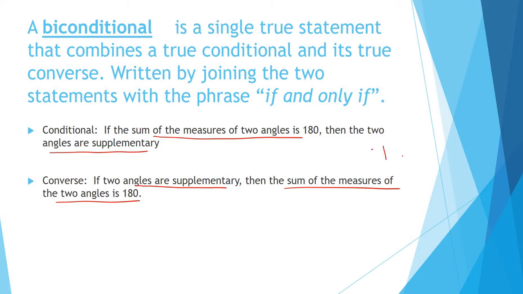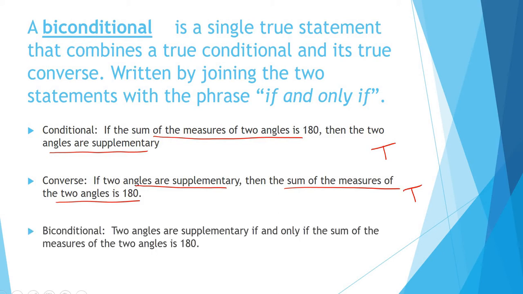Now the thing is that both of these statements are true. If the sum of the measures of two angles is 180, then the two angles are supplementary. The converse, if two angles are supplementary, then the sum of the measures of the two angles is 180. This is true both ways. Both the conditional and its converse are true. Therefore, I can write it as a biconditional. Two angles are supplementary if and only if the sum of the measures of the two angles is 180.